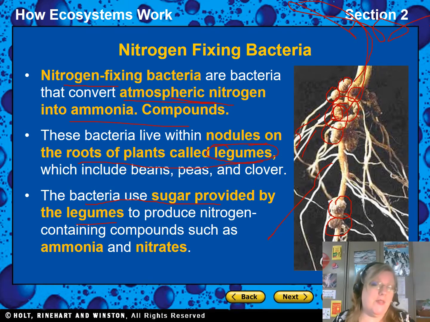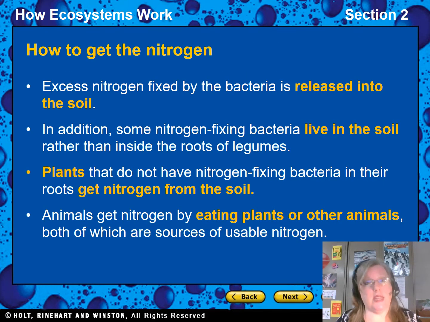So the bacteria eat the sugar, and when they do, they make these nitrogen-containing compounds called ammonia or nitrates. So they take the sugar that the legume has made, and when they eat it and digest it, they make ammonia and nitrates. And then the plant is going to use these ammonia and nitrates to build its own DNA, because plants need DNA too. And so then when something eats that plant, they get the DNA full of nitrates and nitrogen, and then they can use it.